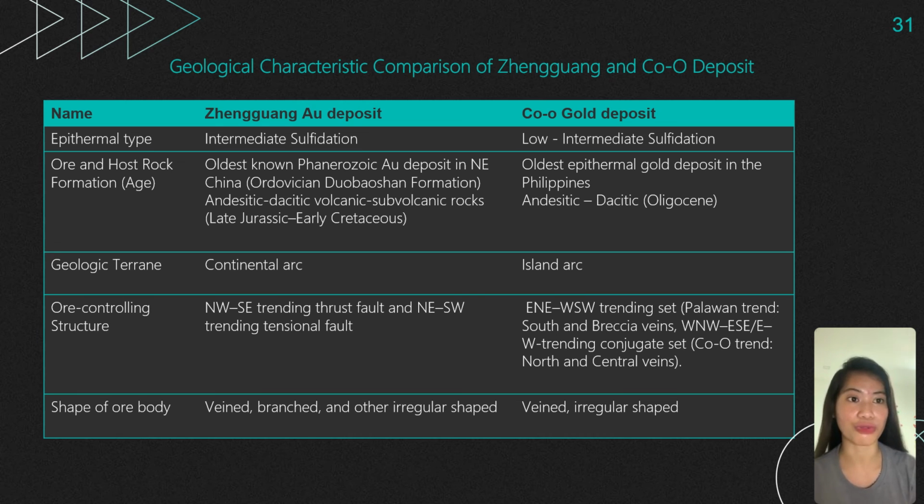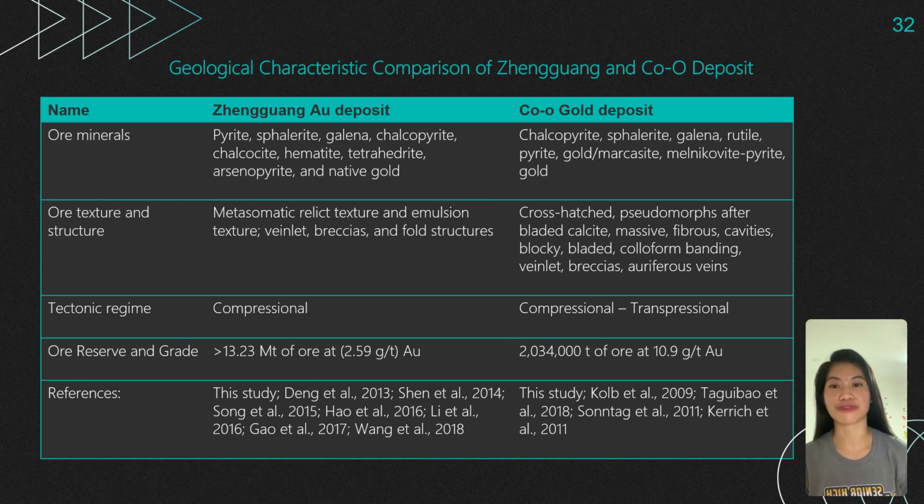In Xinguang, a northwest to southeast trending thrust fault, and a northeast to southwest trending tensional fault, and in Ko'o, a northeast, west-southwest trending set. The Xinguang deposit has a veined, branch, and other irregular shape of ore body, while Ko'o has veined and irregular shape of ore body. They also contain different ore minerals for the ore texture: metasomatic relic texture and emulsion texture for the Xinguang, and Ko'o contains crosshatch, pseudomorphs, massive, fibrous cavities, blocky, bladed, and colloform banding.